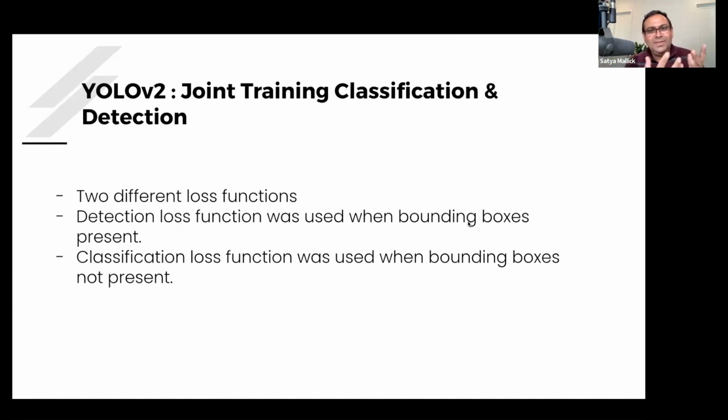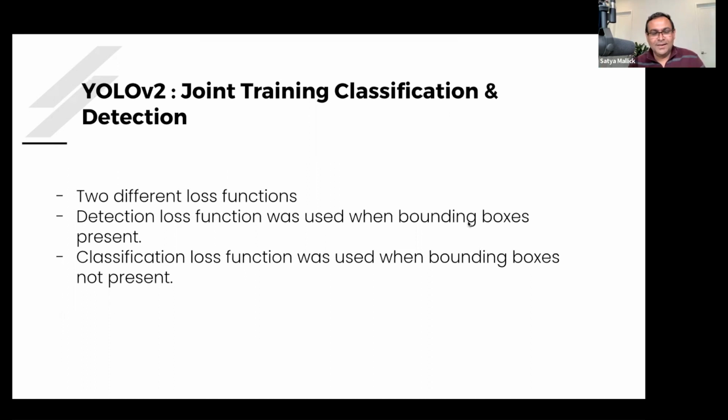Now, you may think, why does it even work? It works because no matter whether you're detecting an object or classifying an object, the same kinds of features are useful. So you can use the same network, the same backbone, for extracting the features. So even though you don't have bounding box information for a lot of images, you can use that information to actually train the network.